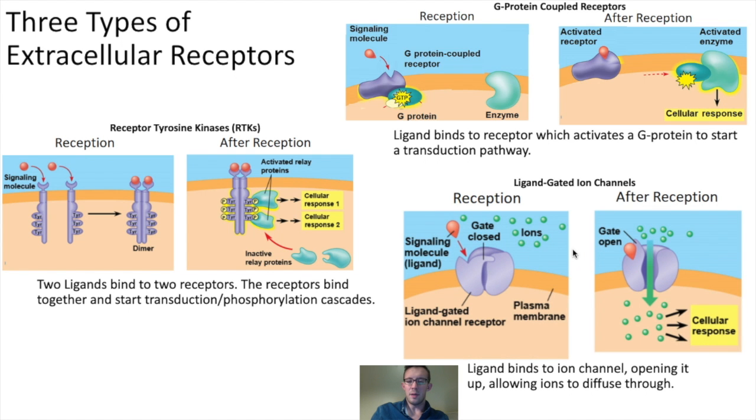And then the last type of extracellular receptor is probably the simplest. This is called ligand-gated ion channel. It's a little gate, or a little channel in the cell membrane that, when it binds with a ligand, opens up and allows ions to diffuse through in or out of the cell, causing a response within the cell.